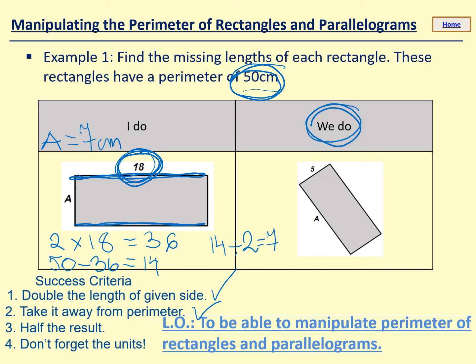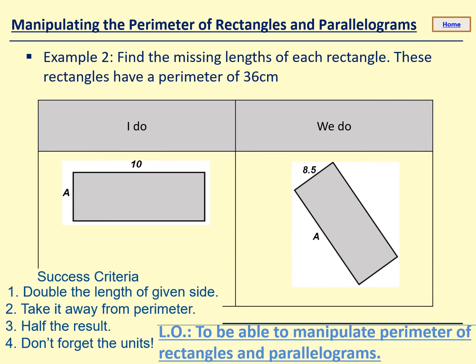Also, perimeter is 50 centimeters for this one. So pause the video and try to answer this one. If you have A equals 20 centimeters, well done. Let's do one more question together. Find the missing length of each rectangle. These rectangles have a perimeter of 36 centimeters.